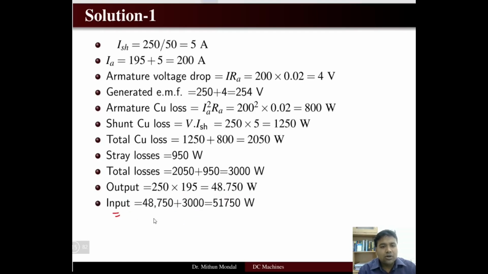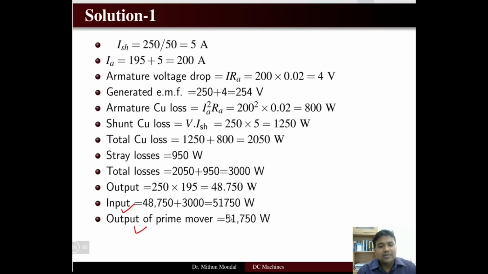Now input power is equal to output power plus the losses that you have computed. So losses you have computed as 3000 watt. Just add that to the output power. So you will get 51750 watt as the input power. Now the input power is basically the output of the prime mover.